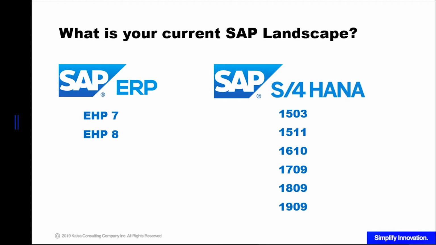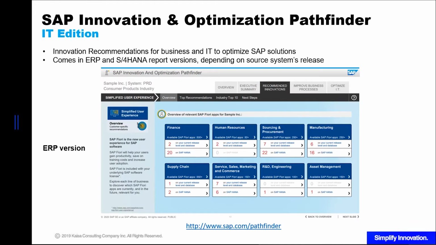Okay, let me start with the available tools that can help you decide what Fiori apps you will need. The first one that I will discuss is probably already familiar to some of you because SAP has been promoting this for quite some time now, maybe 2 to 3 years already. It's called the SAP Innovation and Optimization Pathfinder, or Pathfinder for short. It comes in two editions. First one is the IT edition in this screen.